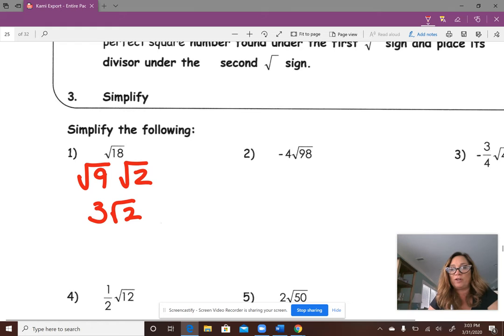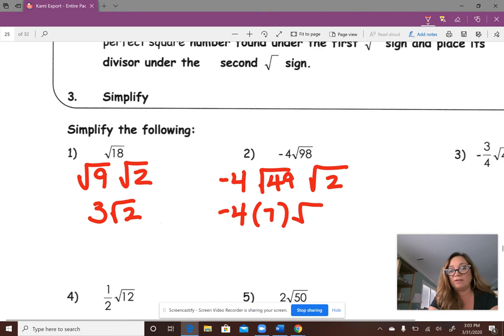Now, during the quadratic unit, you usually put plus or minus 3 radical 2. These questions are not in a unit, they're just simplifying, so it's okay to put just the positive one, unless, as you see in the next situation, there is a coefficient. Okay? So the negative 4 is the coefficient, and I'm going to break 98 up into 49 times 2. I chose 49 because 49 is a perfect square. That gives me negative 4 times 7 radical 2. That gives me a final answer of negative 28 radical 2.